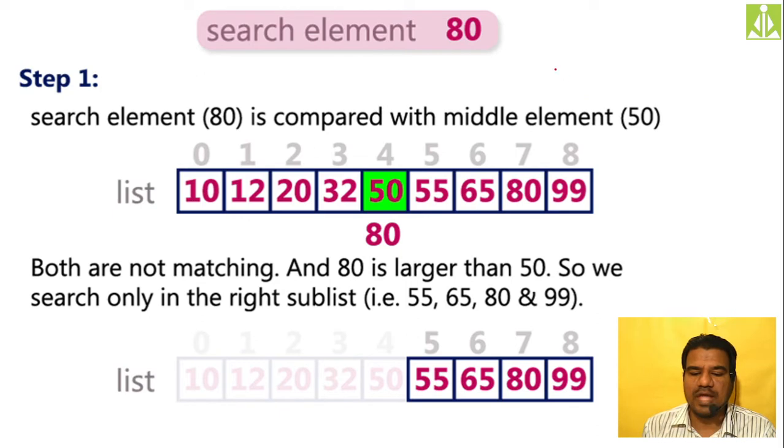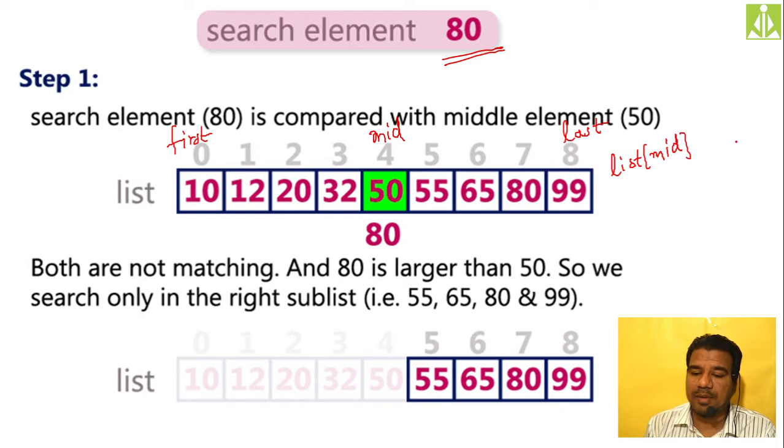So again, go with 80, finding 80 inside the same list. Again we have to do the comparison with the mid value. So this is my first, this is my last, and when I calculate mid it will come over here itself. Now we are comparing 80 with 50. So I'm comparing list of mid with key value. What is my key value? Key value is 80 now.